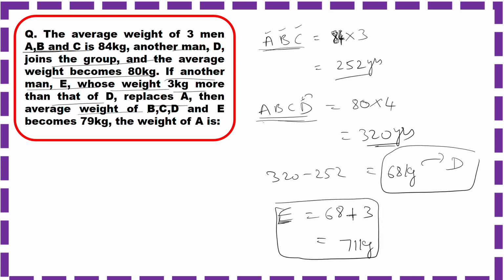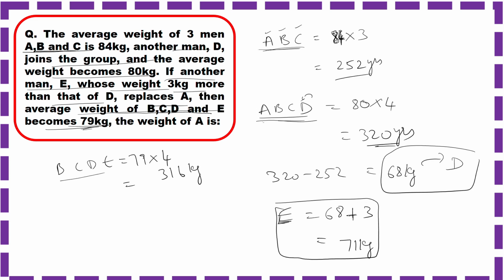Now the average weight of B, C, D and E becomes 79 kilos. See, we are considering statement by statement, right? We are doing nothing besides this. Just consider statement by statement. So the average weight of B, C, D and E is 79 kilos. What is the total weight? Into 4. So this will become 316 kilos. This is the total weight of B, C, D and E.